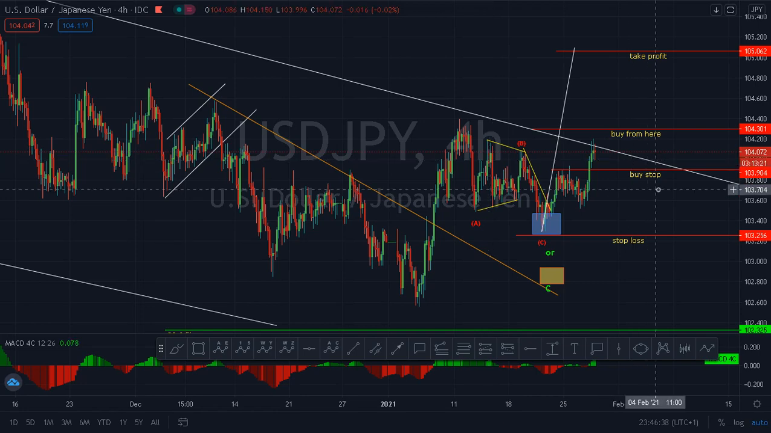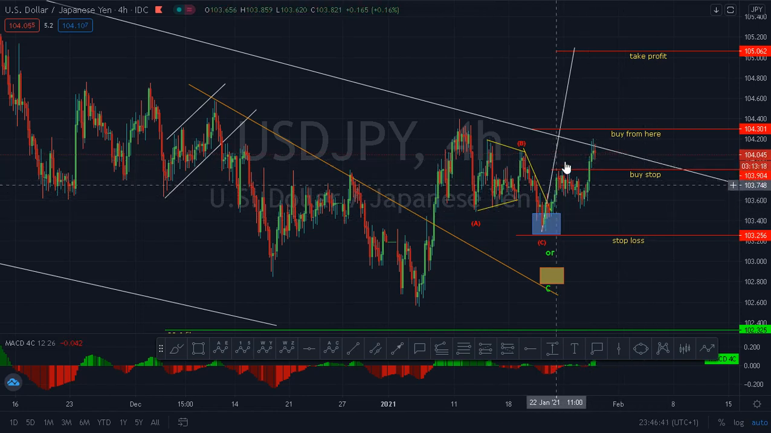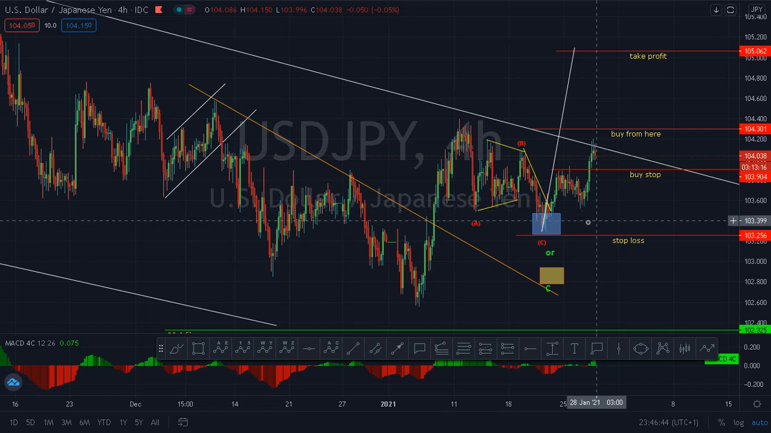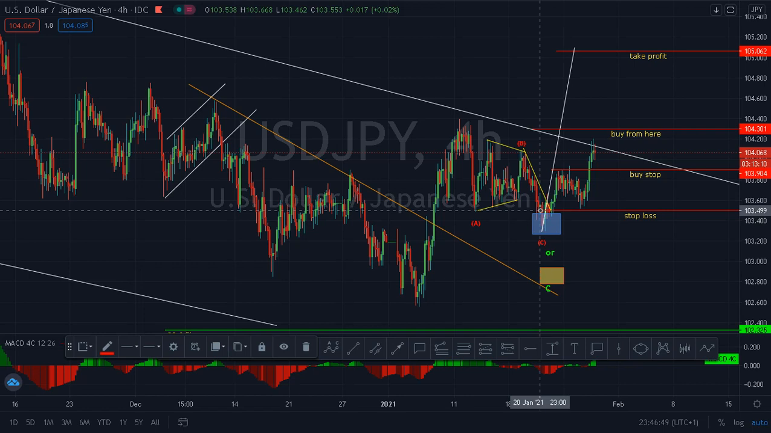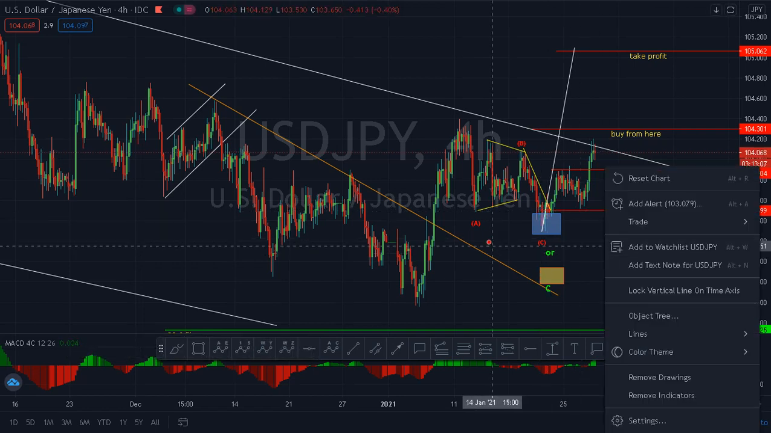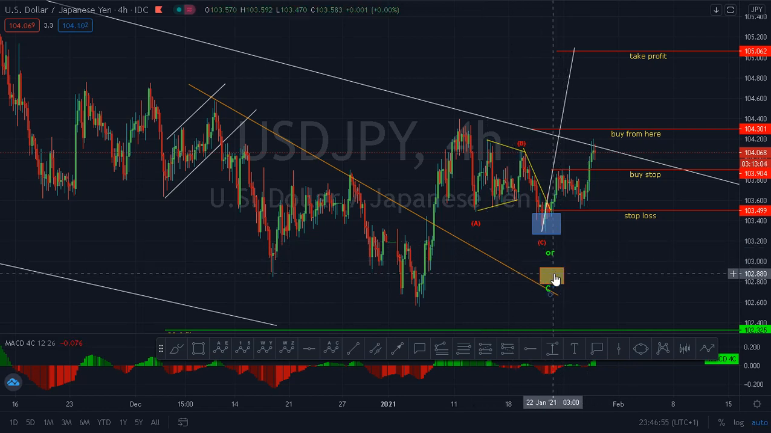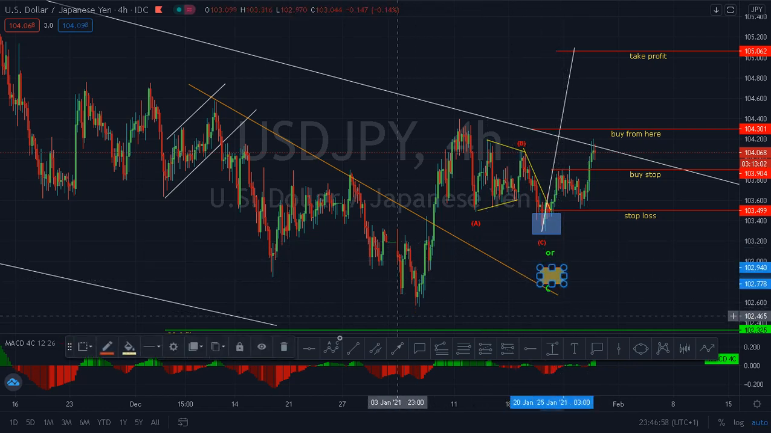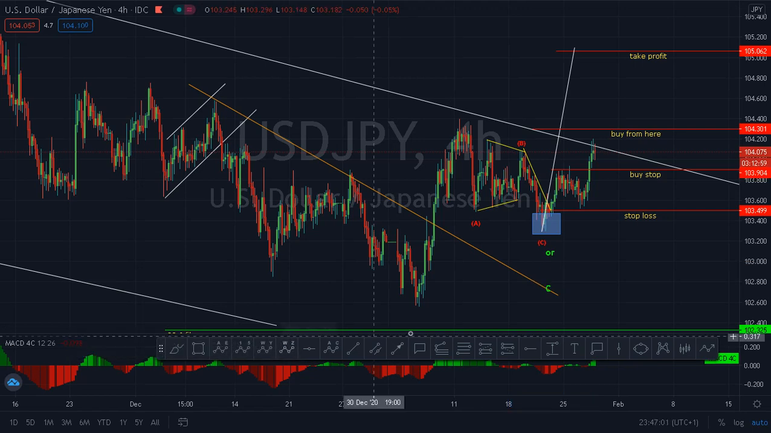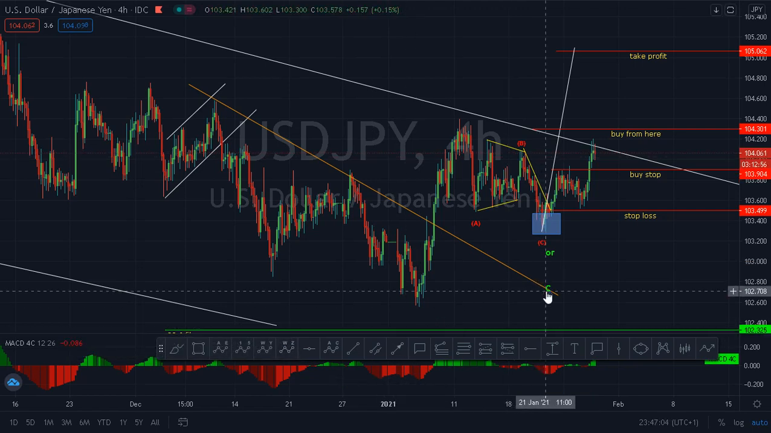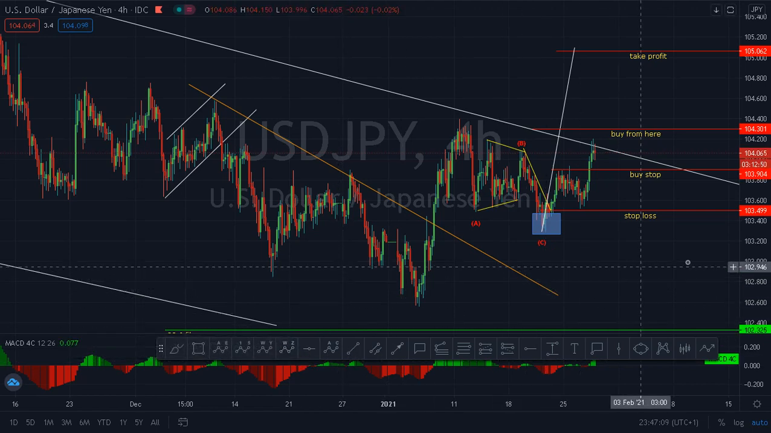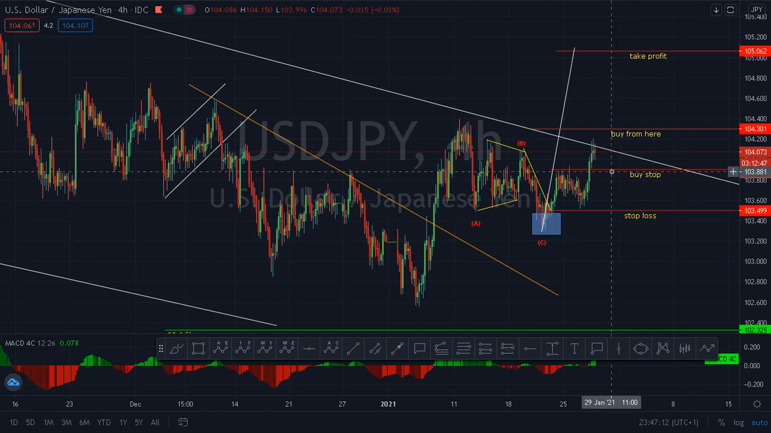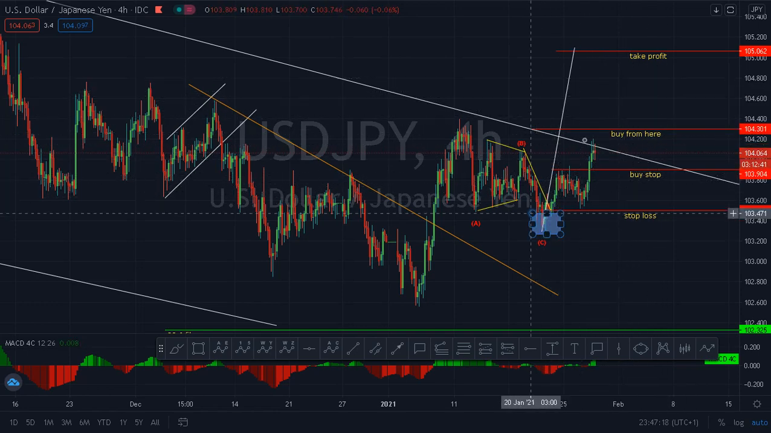And this very place is where the stop loss should be, somewhere here. Your stop loss should be here, unless you are a long time trader. So I don't see the market coming back here again. Let me remove it. I don't see it coming back here again. Okay, so stop loss, buy stop, or buy from here, take profit. So there's nothing to change here.